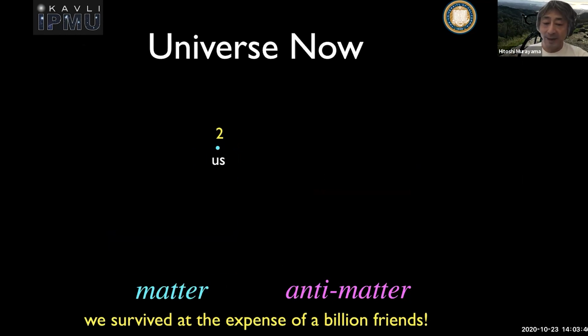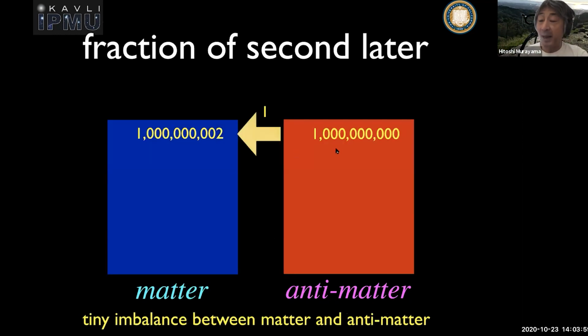So we survived at the expense of a billion friends. So you should be really, really grateful to them. They made the ultimate sacrifice for you, and we survive. But as you can see, the main player here is this process, which reshuffled the amount of matter and antimatter somehow. You changed 1 antimatter out of a billion or so into matter. And we have never seen a process experimentally that matter can turn into antimatter or vice versa, but clearly there's a need for that. Otherwise, you wouldn't be here today.